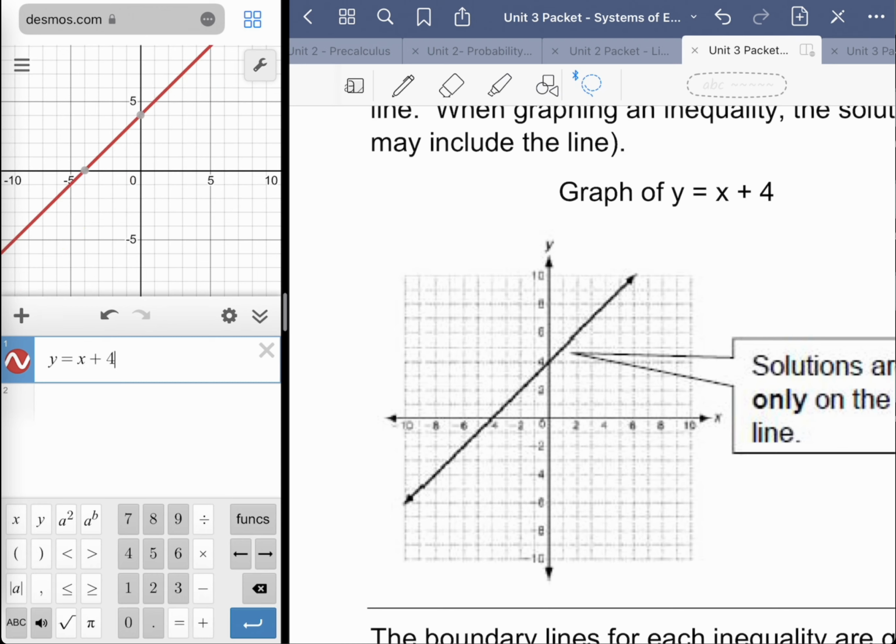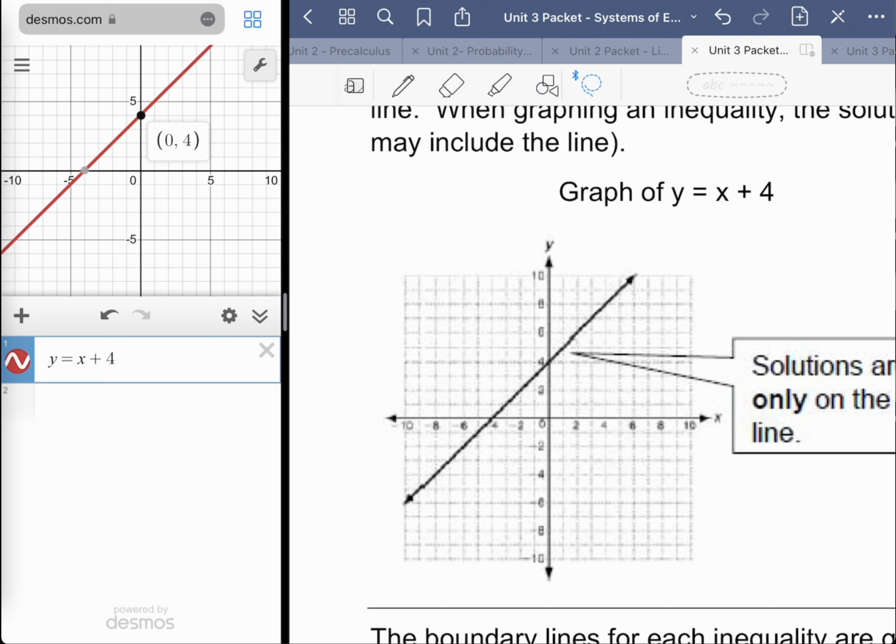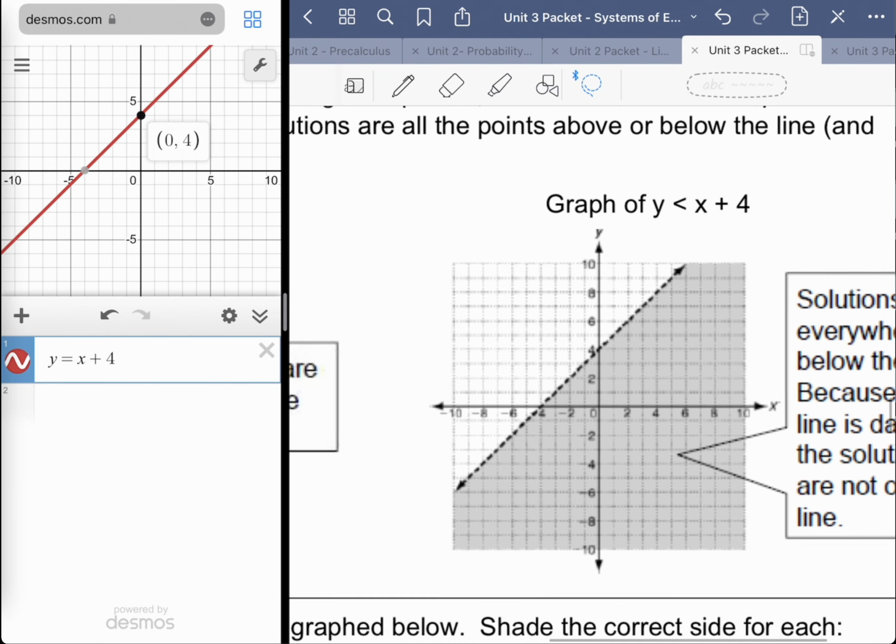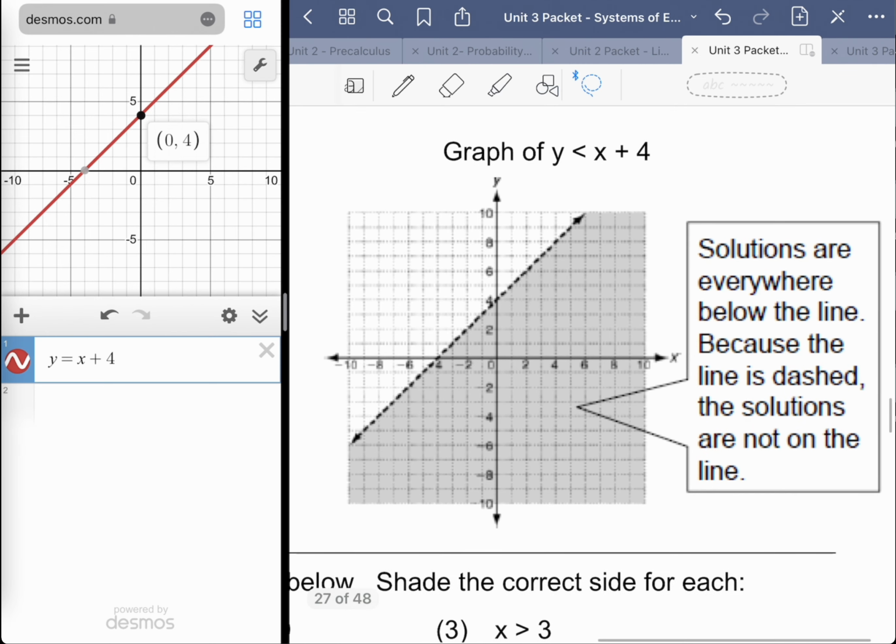Everything is pretty straightforward. The solutions for this graph, the graph is the solution. Anything that falls on this line would be considered something that satisfies this equation. So what we're looking for now is something that would satisfy this inequality. Values of x can vary, but if you add 4 to it, whatever that result is needs to always be bigger than the corresponding y value.